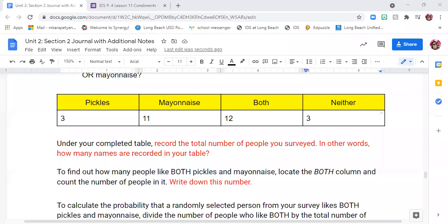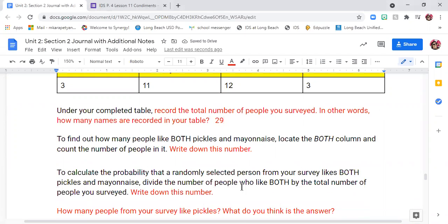All right, so we had 3 for pickles. We had 11 for mayo, 12 for both mayo and pickles, right? And 3 for neither. So if we just go through and answer our questions here, it says, under your completed table, record the total number of people you surveyed. In other words, how many names are recorded in your table? Well, we surveyed 29, right? So we should have 29 there.